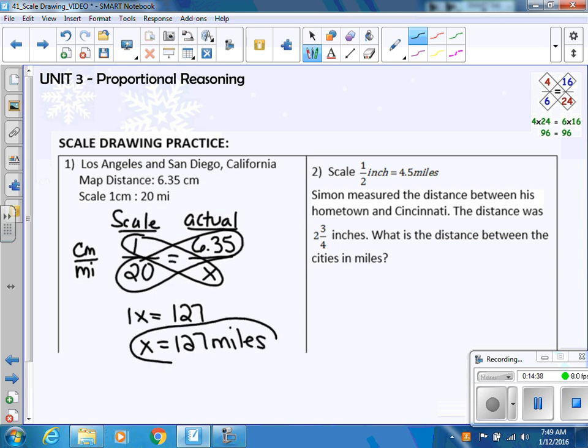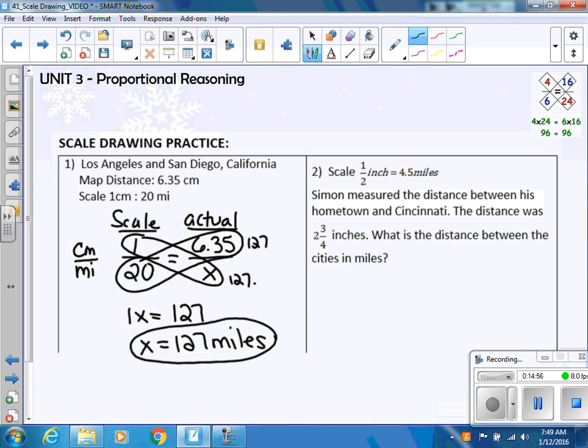Now let's look and make sure that makes sense. Is 127 a lot bigger than 6? Yes, so my answer makes sense. If you wanted to, you can plug it back in here and then cross multiply and make sure your answers make sense. And they should be the same.